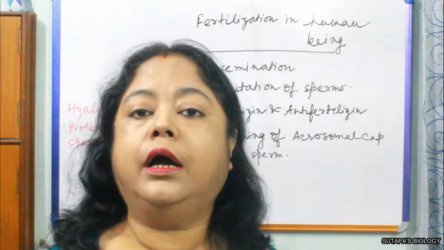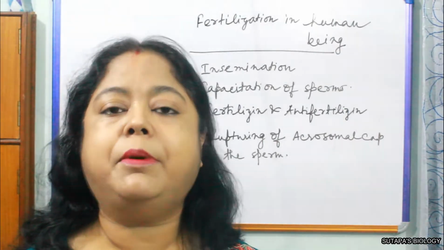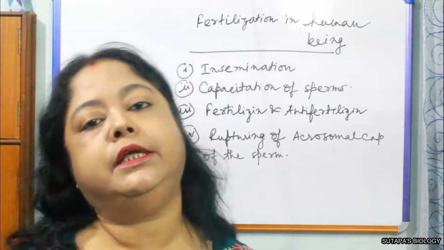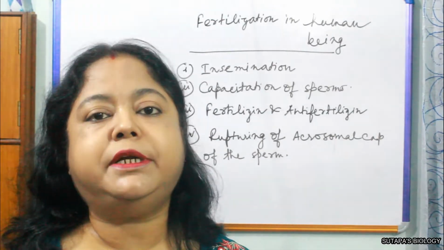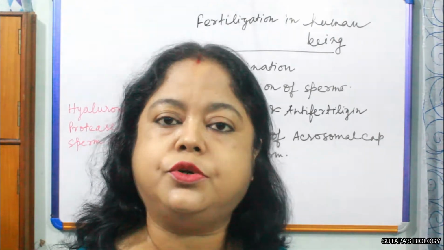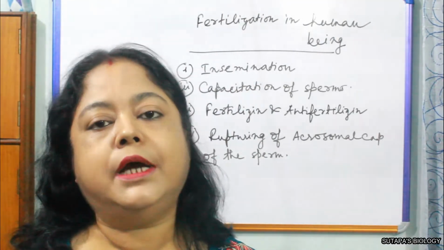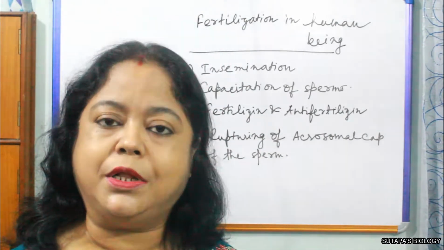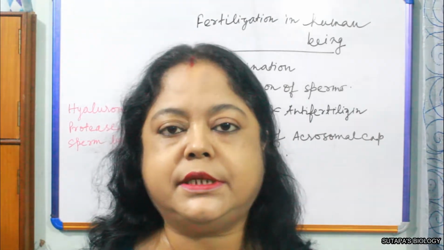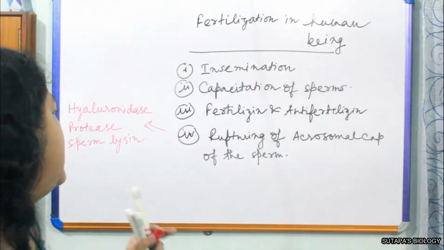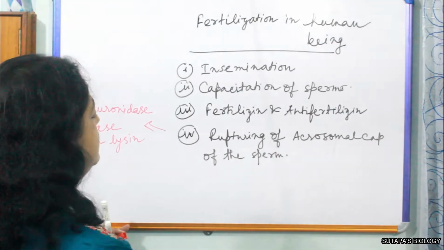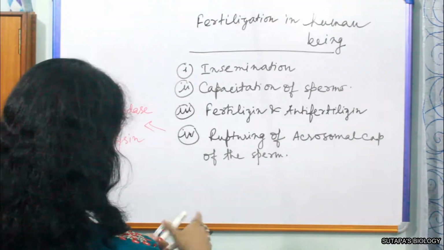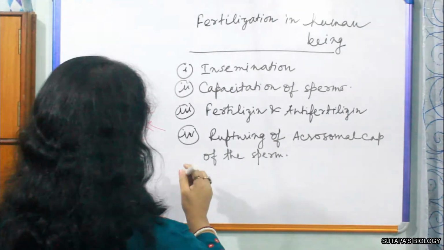In my last video I have already told you about the composition of the wall of the ovum. There we discussed that in the vitelline membrane there is a hyaluronic acid cementing layer, and in the corona radiata also there is an amount of hyaluronic acid. So sperm has to penetrate these walls by the effect of this enzyme, hyaluronidase. So after rupturing the acrosomal cap, now by the cone of reception, the ovum has the cone of reception.